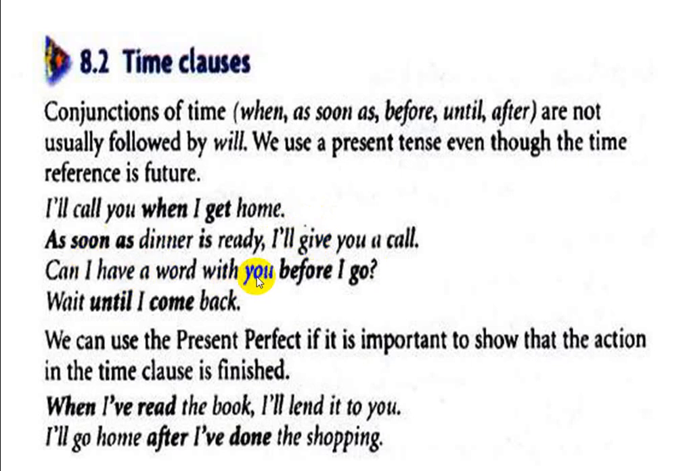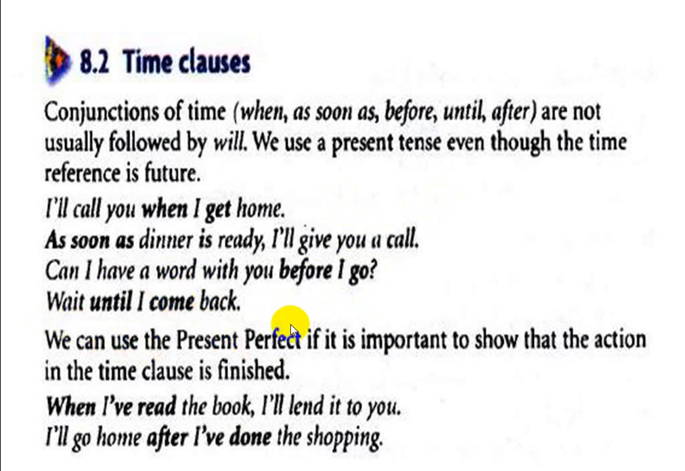Can I have a word with you before I go? تلاحظون هنا present tense هنا مو موجودة الwill مو شرط بالtime clauses موجودة الwill لكن إذا موجودة they are not usually followed by will. We use the present tense مثل بهاي ال question go is the present tense. Wait until I come back. هنا until هي هاي conjunction of time and here the verb is present tense.